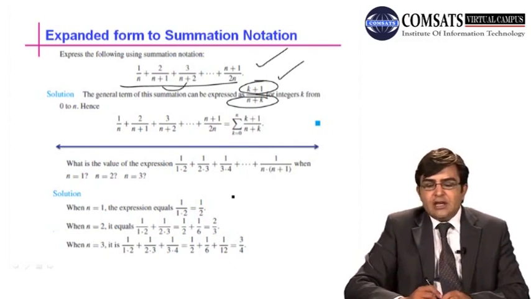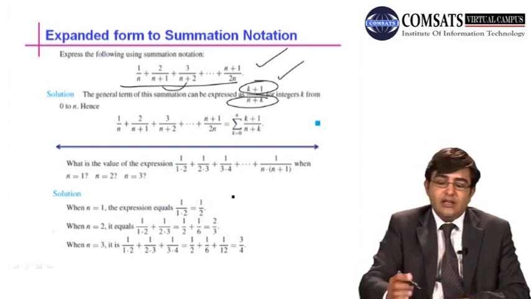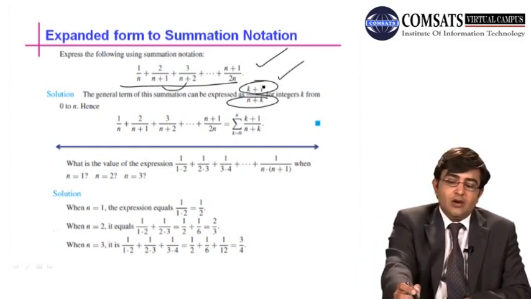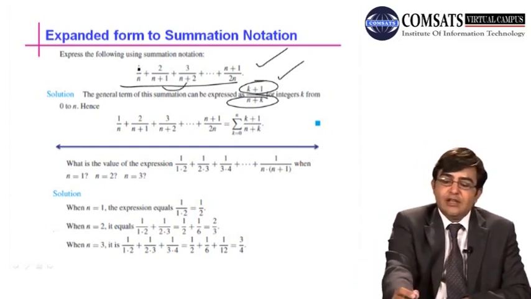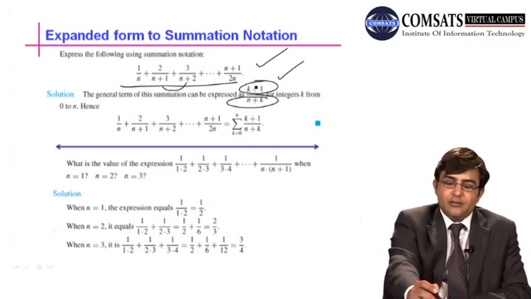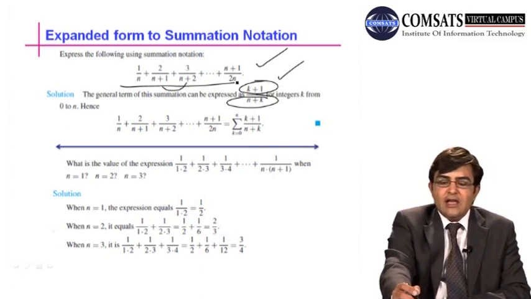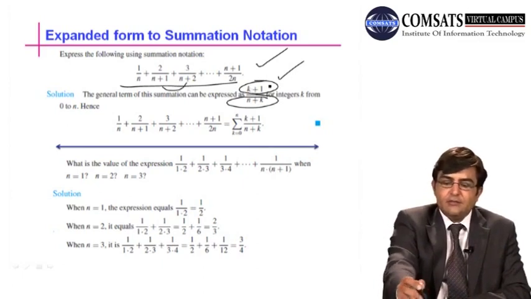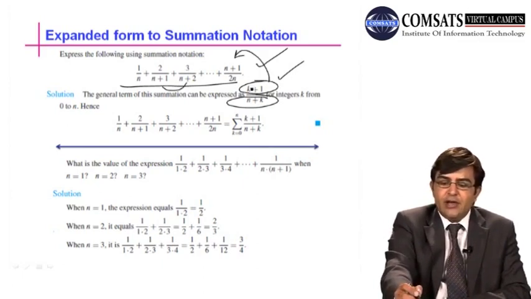If we put k is equal to 0, for example, here we can obtain the first term. If we put k is equal to 2, we can obtain the second term. If we put k is equal to 3, we can obtain the third term, and so on. At the end we should put k is equal to n, so that we shall obtain this term. If we put k is equal to n, then we obtain n plus 1 over n plus n, that is 2n.